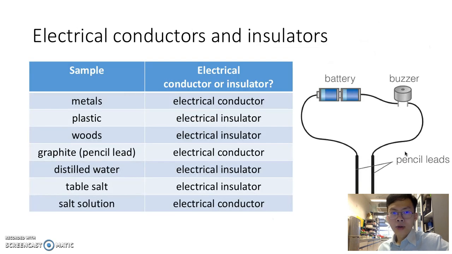Okay, and based on the simple idea, you also need to recognize conductors and insulators. Some common examples: metal is an electrical conductor, plastic is an electrical insulator, wood is an insulator, and graphite, or what we call pencil lead, is an electrical conductor. And pure water, distilled water, is an electrical insulator. And table salt, the one you can find in the kitchen, is an electrical insulator. But if the table salt is dissolved in water, it will become an electrical conductor.